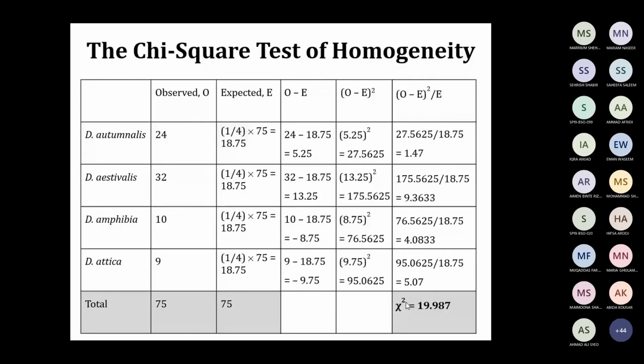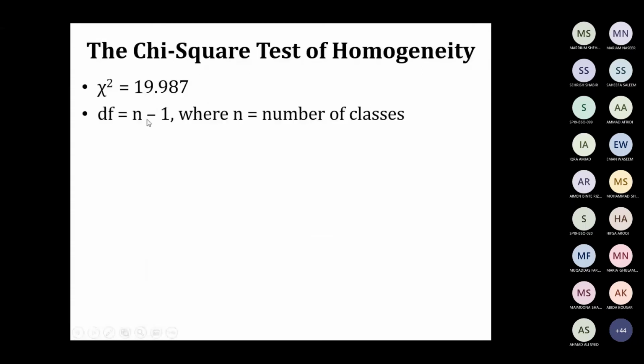For the table, we need to know the degree of freedom. So degree of freedom in case of this test of homogeneity is n minus 1. And n in this case is the number of classes. Remember that n here in this test of homogeneity is not the number of observations. Number of observations are 75, but this one is the number of classes. And how many are the classes? 4, right? So the degree of freedom here is 4 minus 1, which is 3.